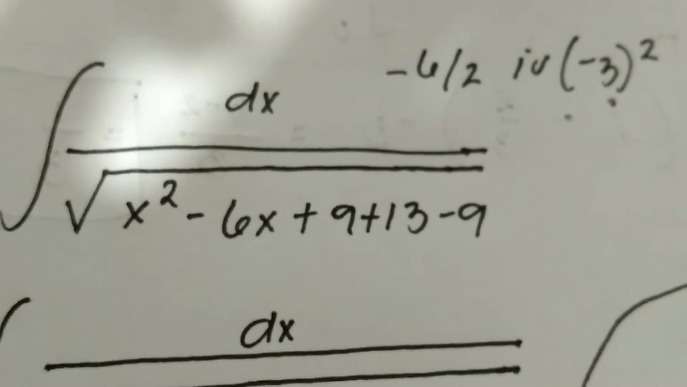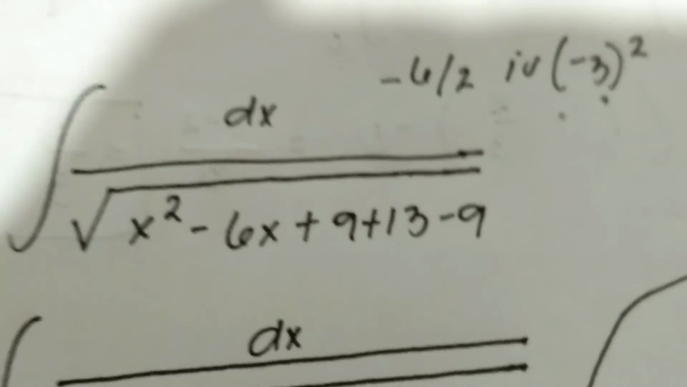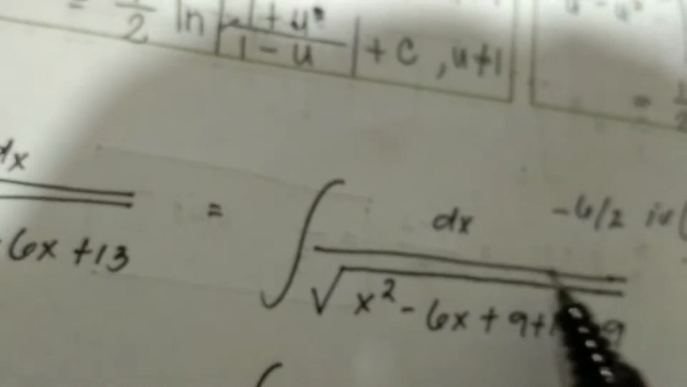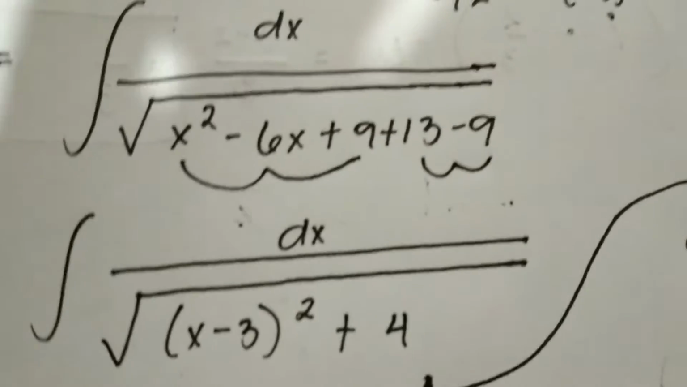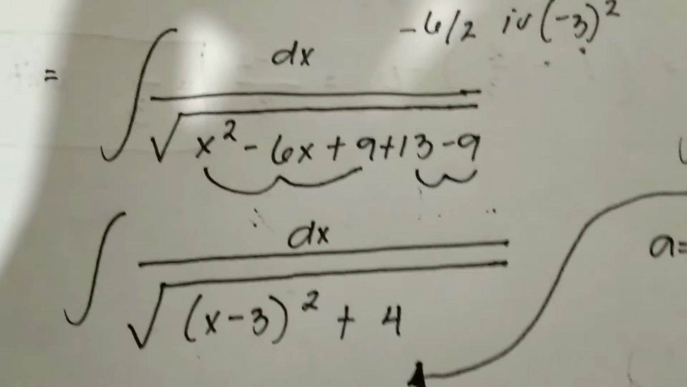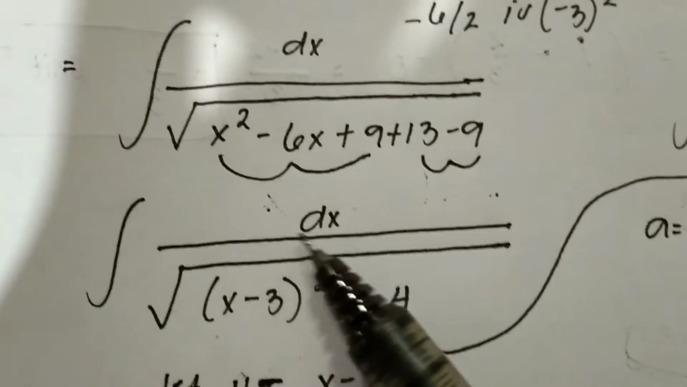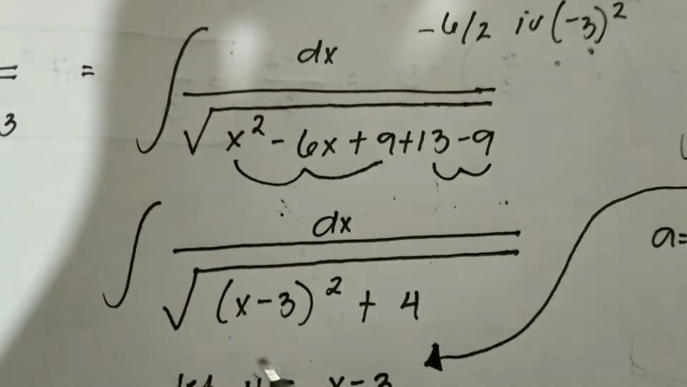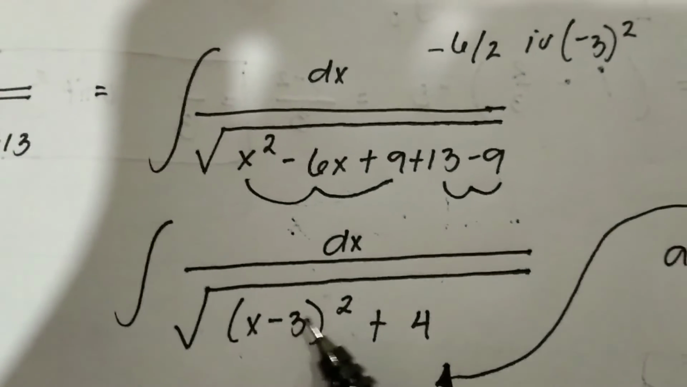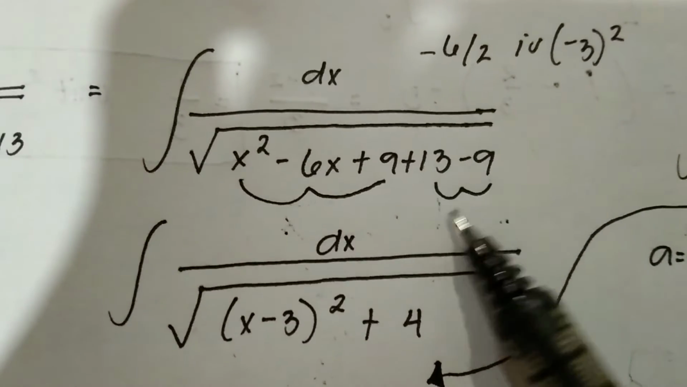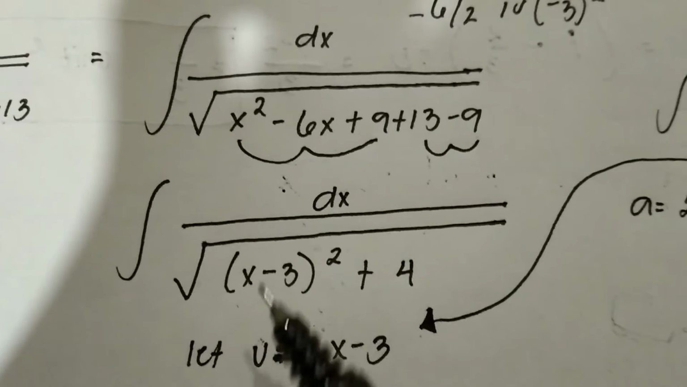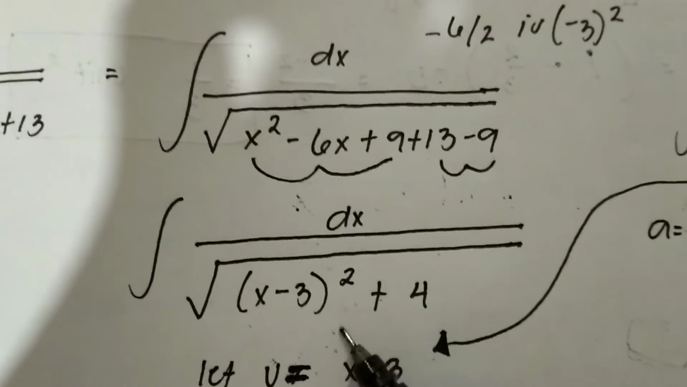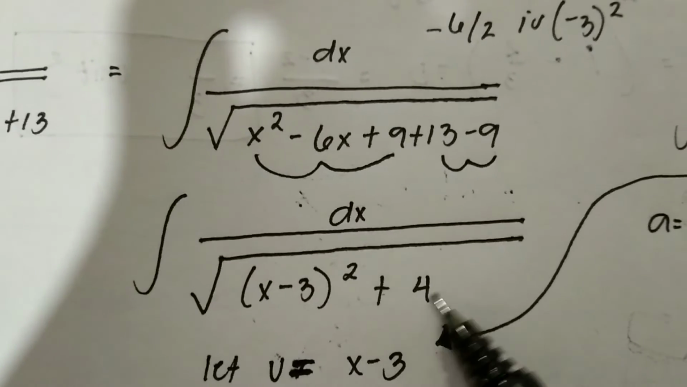And for the constant, let's add the 13, and then minus 9 for the equation to be balanced. Now it's going to be the integral of dx over the factor of this one, which is x minus 3 squared, plus the constant right here, which is 13 minus 9, equals 4. So the integral of dx over square root of x minus 3 squared plus 4.